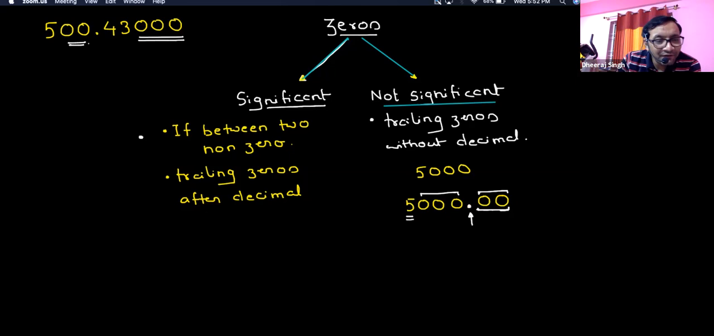Last one are significant. Ansh, why is there so much confusion? 2.00. How many significant figures does this have? It has 3. 1, 2, 3. Trailing zeros after the decimal are significant.